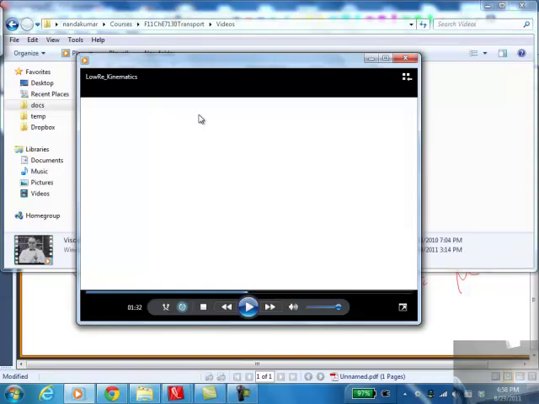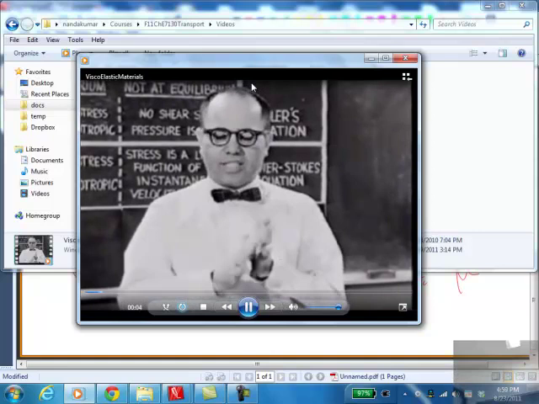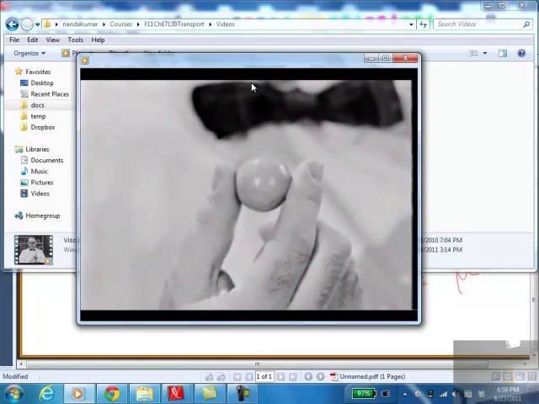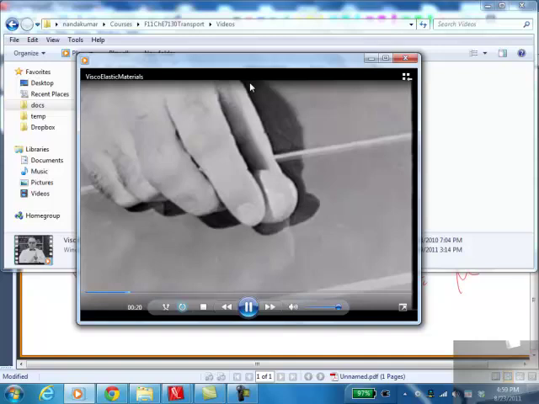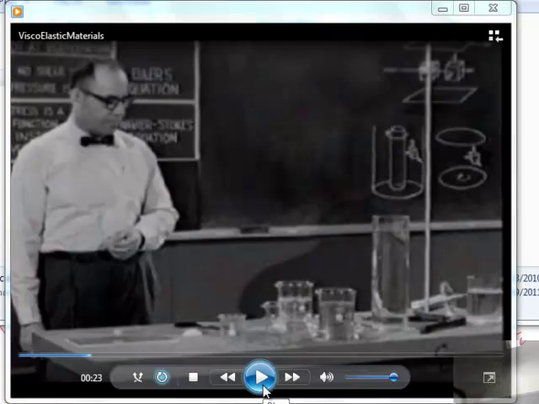There are many situations, however, for which these models are quite inadequate. This is especially the case when you are dealing with materials containing large molecules. This ball, for example, bounces quite vigorously, like an elastic solid. Yet, it really is a fluid.